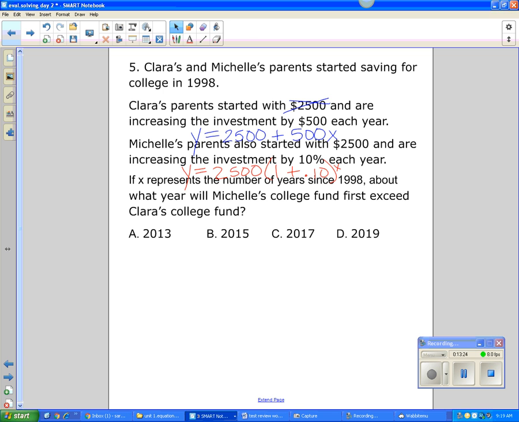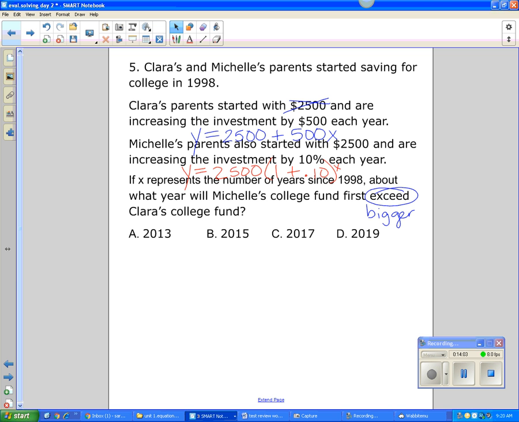Okay. All right. If X represents the number of years since 1998, about what year will Michelle's college fund first exceed? Circle this word exceed. Clara's college fund. Exceed means to be bigger. Write that down. Exceed means to be bigger. So the question is asking, when will whose be the biggest? Who do they want to be the biggest? Which person? Michelle. When will Michelle's college fund be bigger?